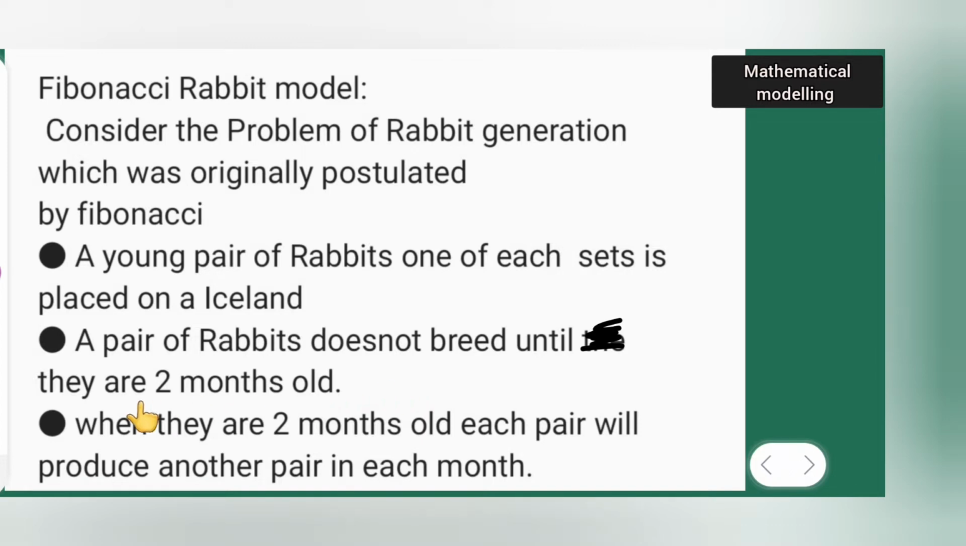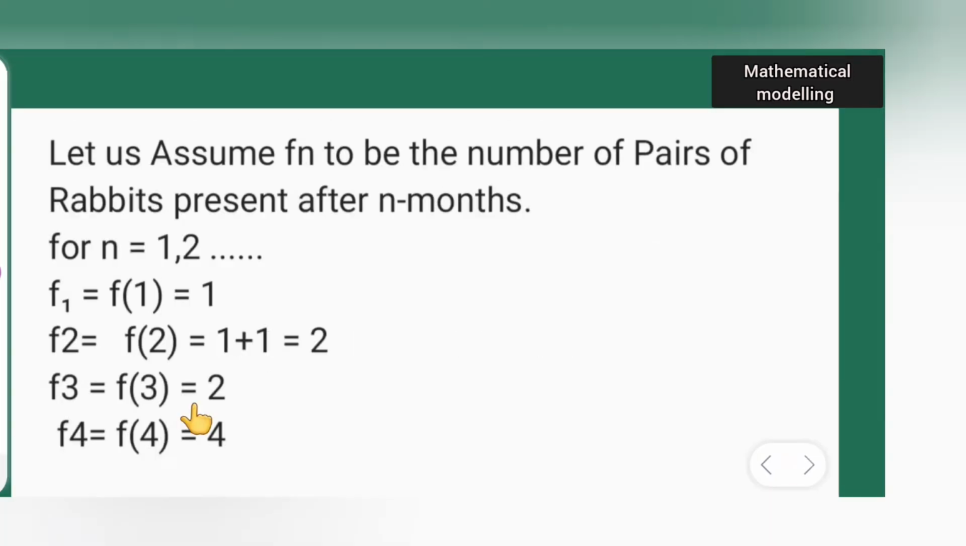Now, when they are 2 months old, each pair will produce another pair in each month. So once they are 2 months old, what is going to happen? Each pair will produce another pair in each month. Next, let us see.